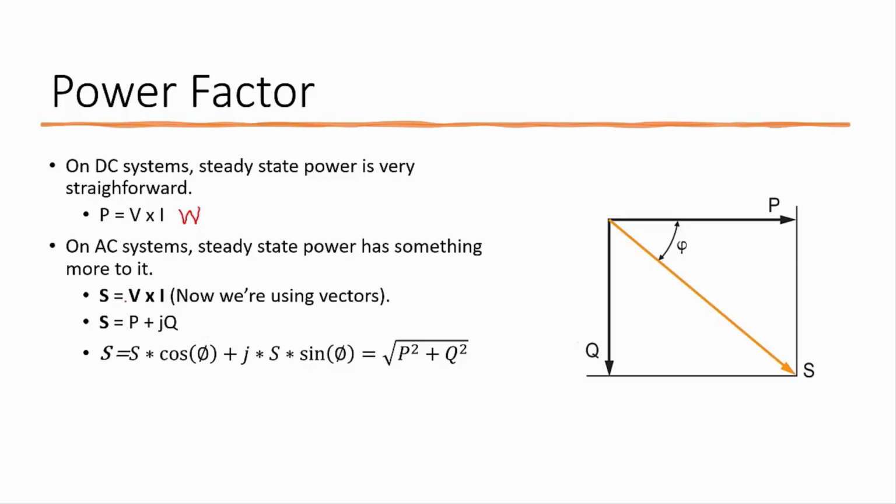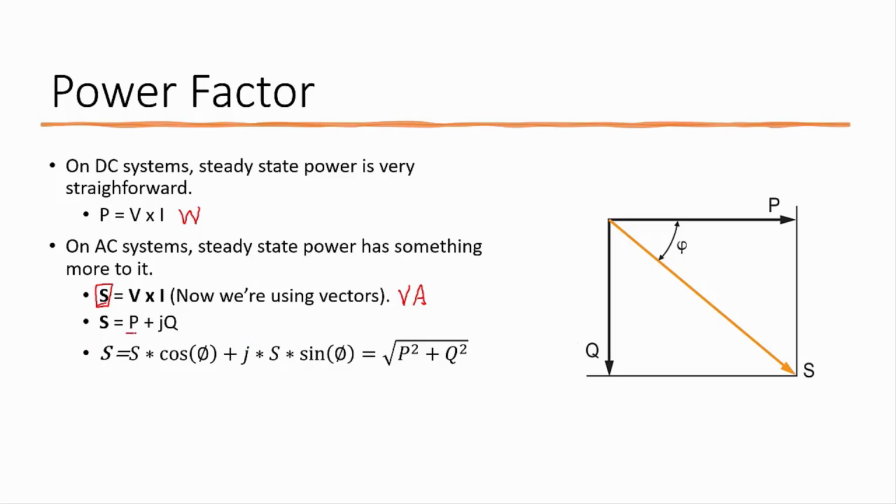When in an AC system we multiply the magnitudes of voltage times current, we get something called apparent power, which is expressed in a different unit, the volt-amp, VA, which, as you may have noticed, is the unit in which transformers are rated, and also emergency generators are rated in volt-amperes. When we talk about apparent power, there are two components to it.